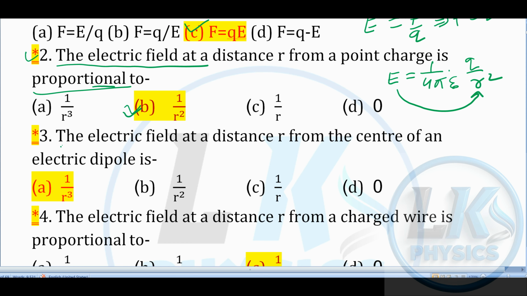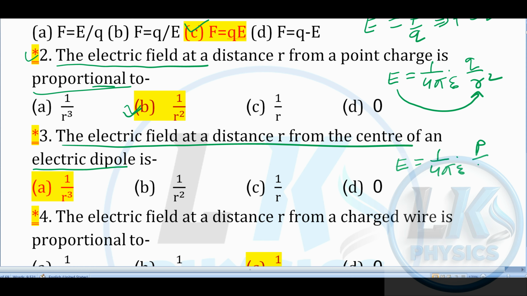Next, the electric field at a distance r from the center of an electric dipole. The electric field due to a dipole can be written as 1 upon 4 pi epsilon naught, P upon R cube, P for equatorial position and 2P for axial position. So the relation between electric field and distance is 1 upon R cube. So answer number A is correct.